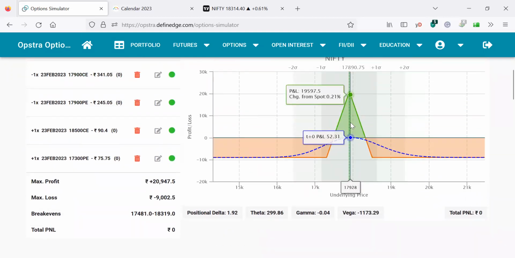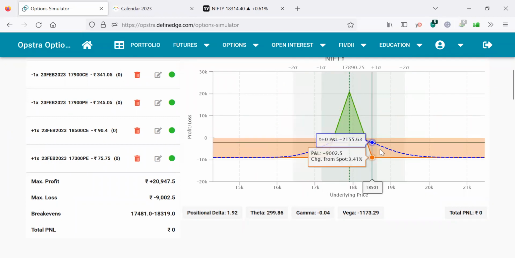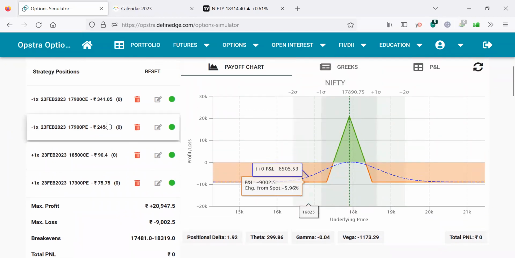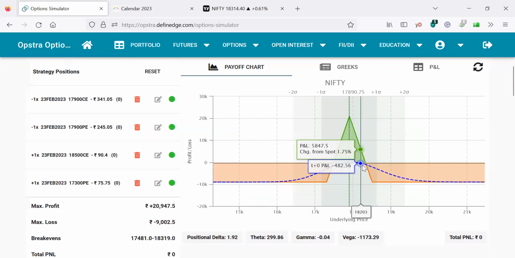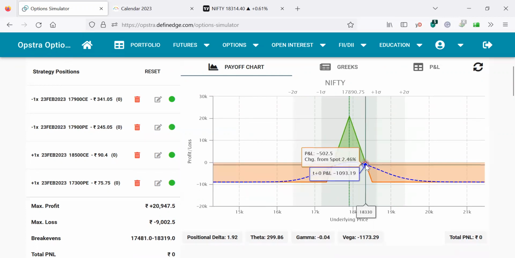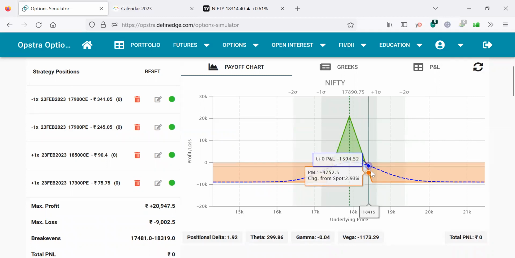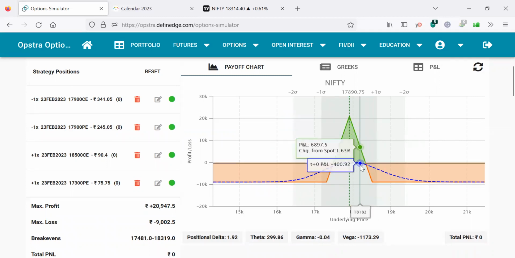So selling at the money and buying the hedges. Here, how much premium are we collecting? 586 total premium we have collected. Based on that, this chart will automatically give the break even point. But afterwards the break even will change, because after buying the hedges the payoff chart will be a little bit different.